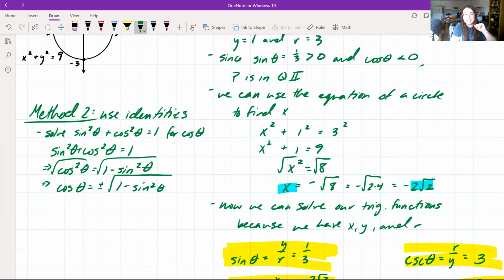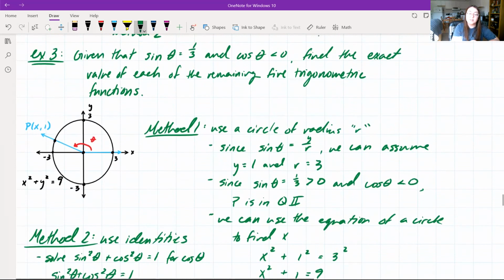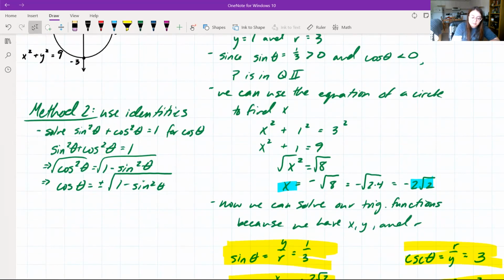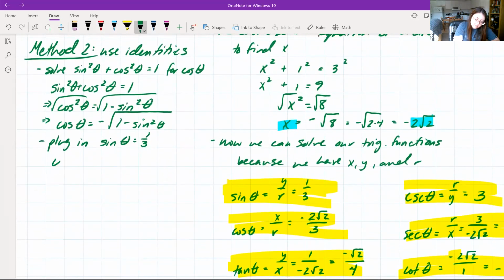And remember, we write plus or minus because that's technically correct, but we know that cosine of theta is less than 0 from our problem. So this will be negative. So now we're going to plug in sine of theta is equal to 1/3. So we have cosine of theta is equal to negative square root of 1 minus sine squared of theta. So this is going to be 1/3 squared.